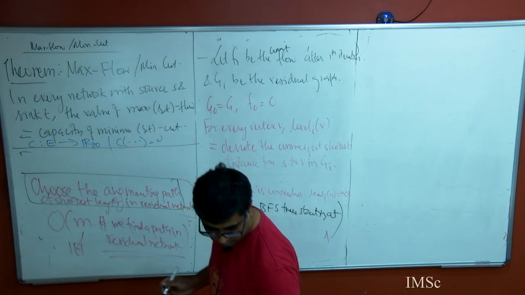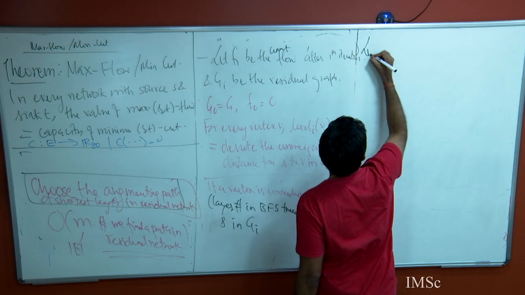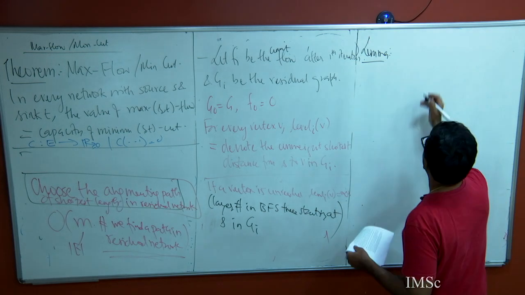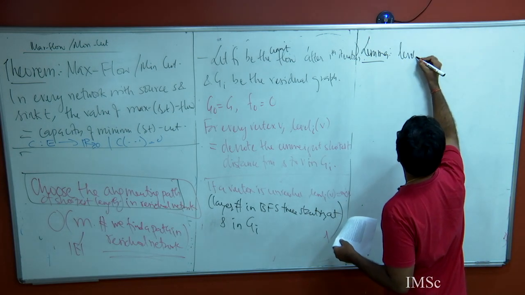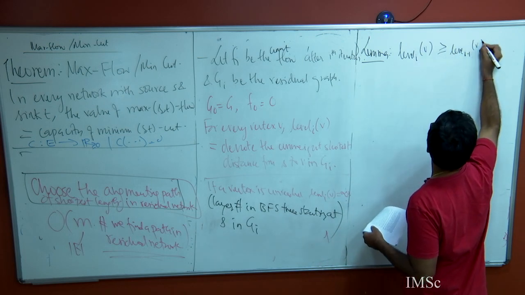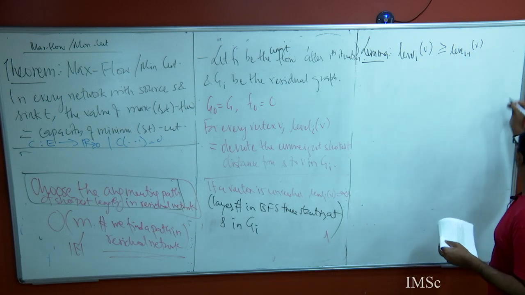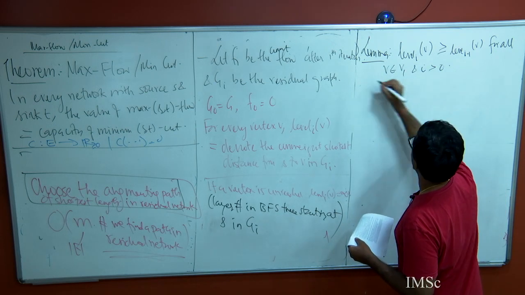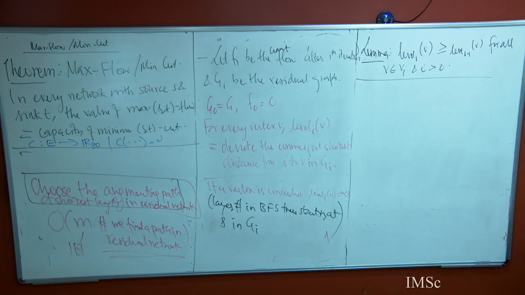So let's prove a monotonicity lemma. What is this? It says that the level of any vertex V in Gi is greater than or equal to the level of V in Gi minus 1, for all V in the vertex set and i greater than or equal to 0. Suppose I prove this lemma for you. Suppose that levels are monotonic. As you go in the residual network, level can only increase, it can never decrease. Suppose I prove this. Then let's see if we can bound everything.